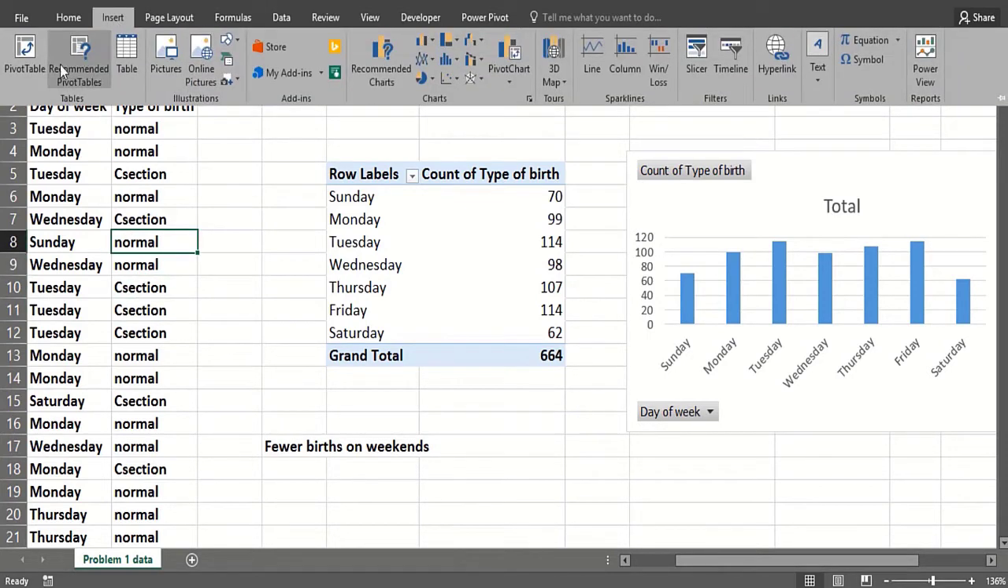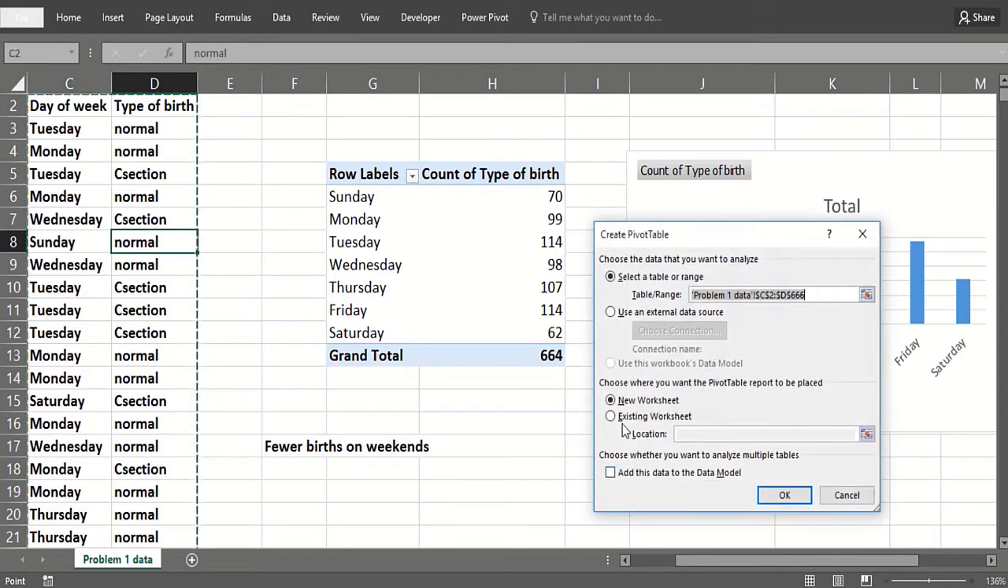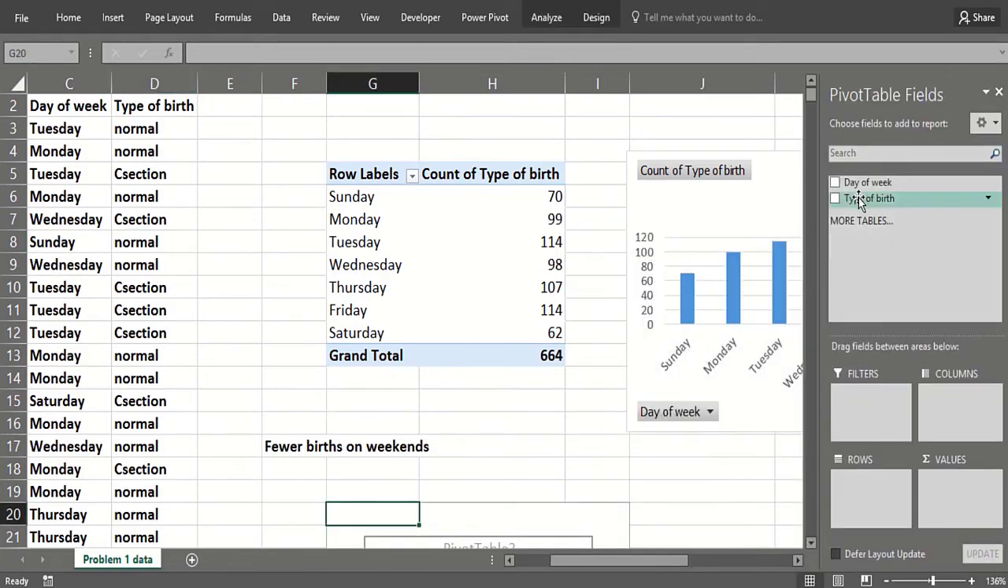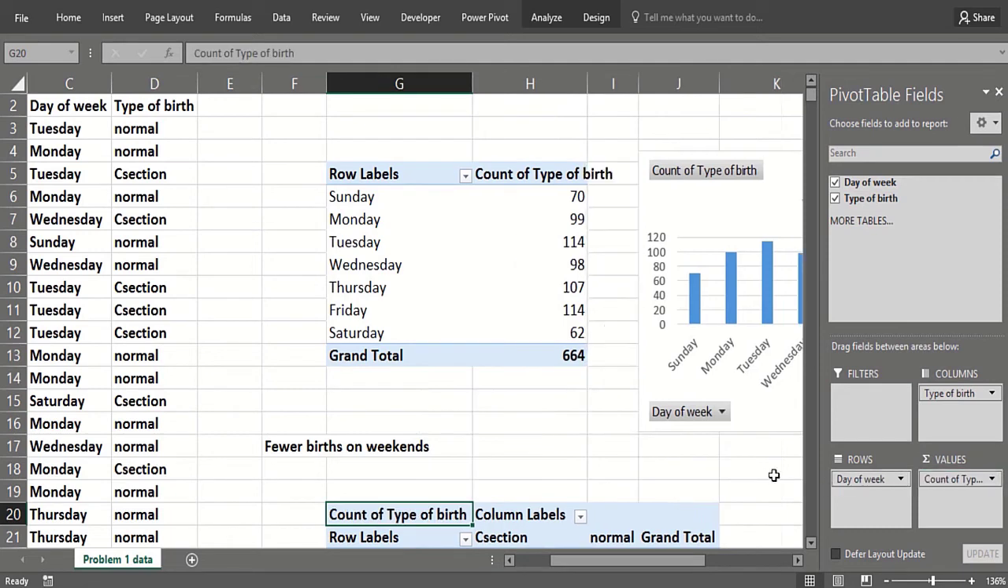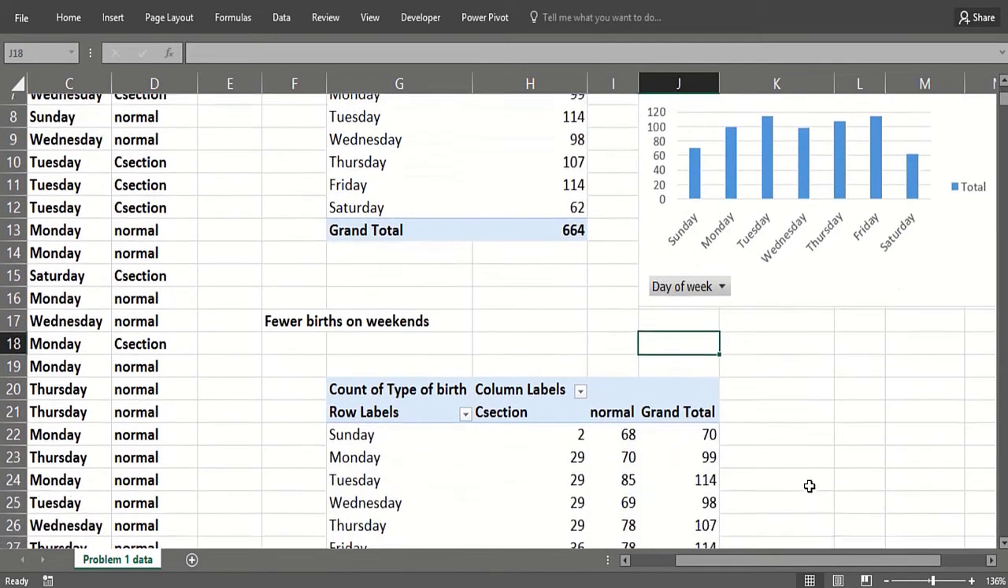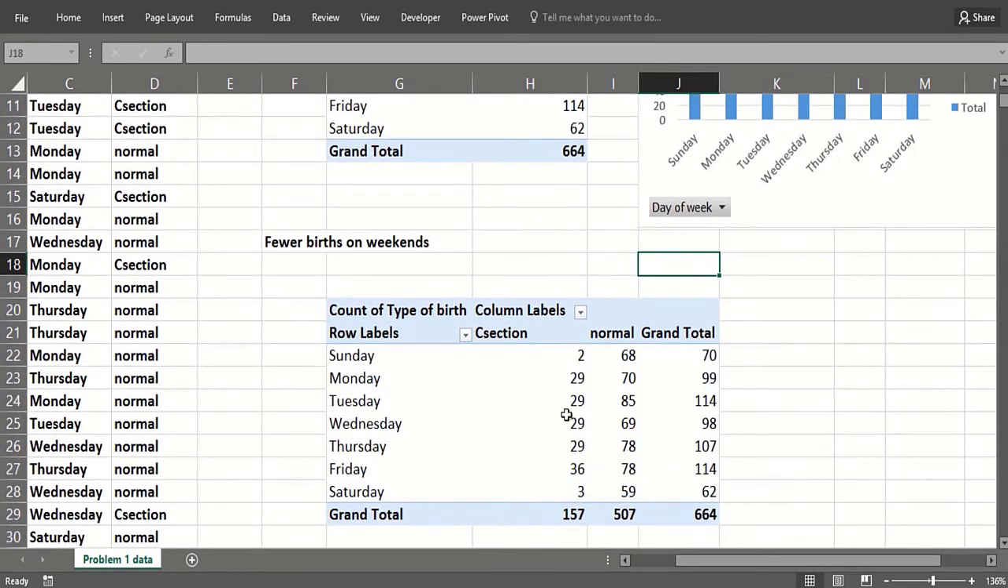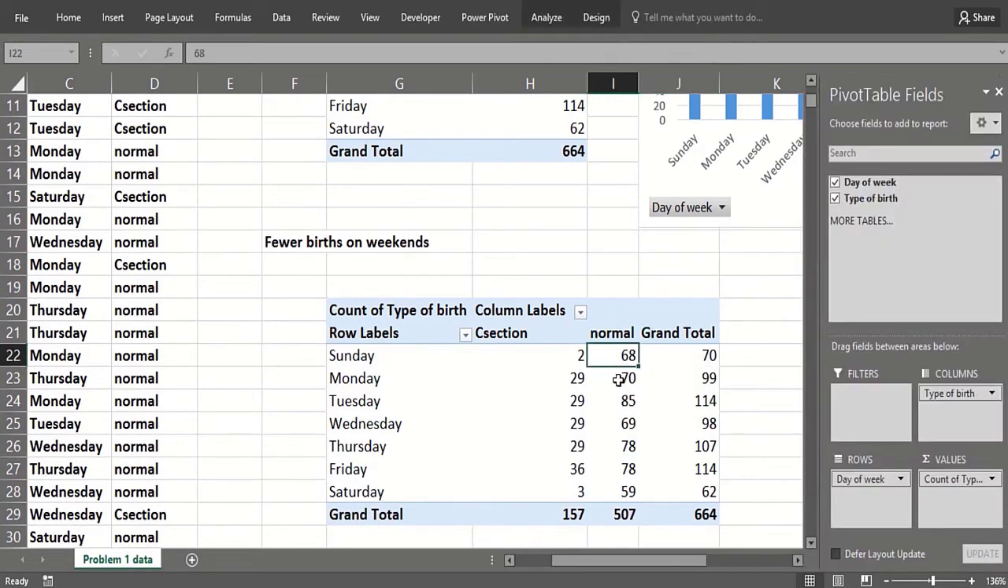So we do Insert, PivotTable. Okay, existing worksheet. We could dump it down here. Okay. So now I could do the day of the week, and I could put the type of birth in the column field, and I could do the type of birth there. And so we look down here, we see what's going on. Okay, see each day of the week there's roughly the same number of normal births, but on the weekends, okay, there are almost no C-section births.